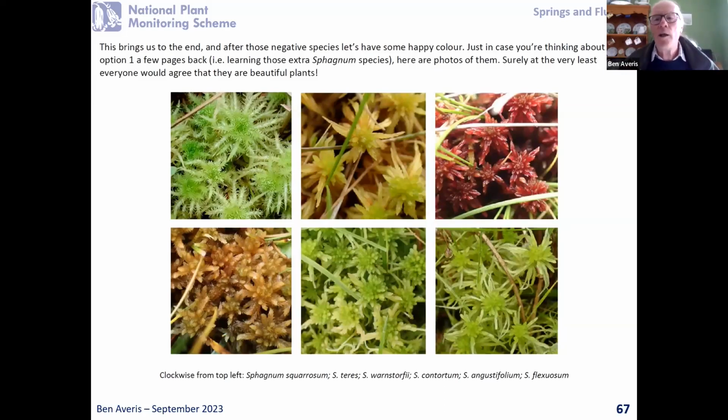But yes, dense tree canopy would definitely eliminate some of these flush and spring species in the long run if it got really dense. Makes sense.